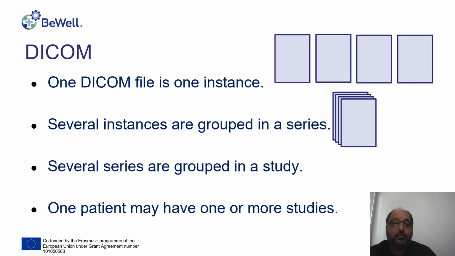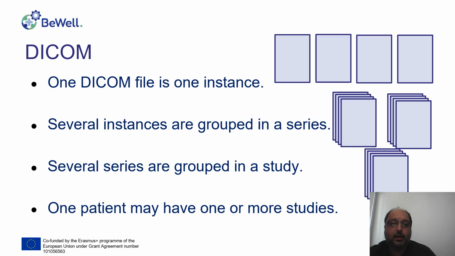One of the terms used in the standard is instance, and one instance is one file. For example, one X-ray image is one file, or one slice in a plane from a CT or from MRI is also one file. And several files are grouped in one series. For example, in CT you know there are several series, and each of them contains several files. And you have several series grouped in one study. And for example, one patient may have one or several studies.